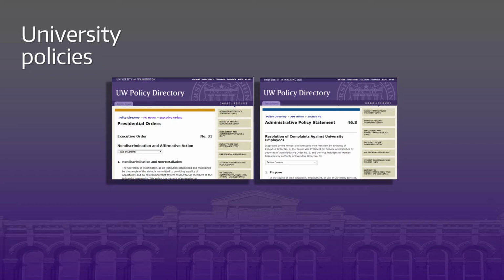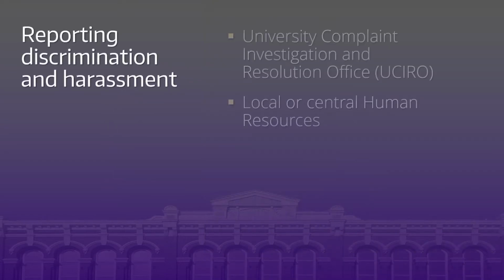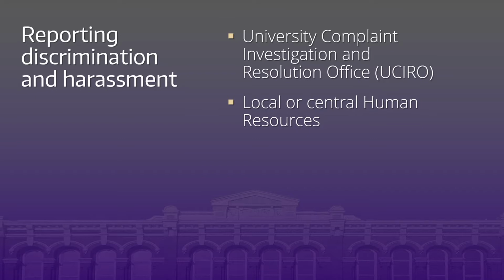When employees or students have experienced discrimination or harassment, the university encourages reporting so that it can respond. The University Complaint Investigation and Resolution Office, commonly known as UCERO, is an office dedicated to receiving reports and investigating allegations of discrimination and harassment. Reports can also be made to local or central human resources offices or to student services offices.